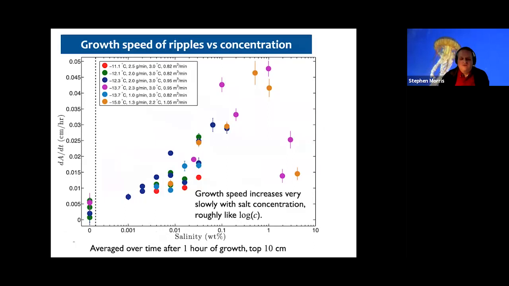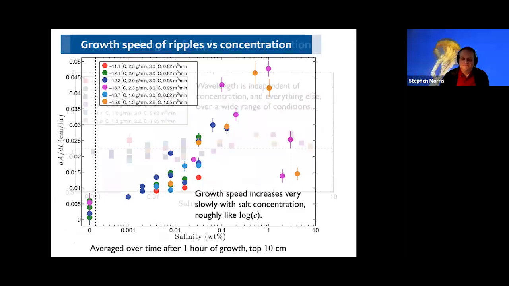You can ask, how fast does the amplitude grow in time as a function of the salinity? Well, this is the growth rate of the amplitude versus the salinity. And what you see over a very wide range of salinities, orders of magnitude, is that the growth rate is only about linear on this plot. So it's only logarithmic with the concentration. It only grows like log C approximately. These icicles up here are very blobby, so it's kind of hard to say. But down here, basically the trend is linear.